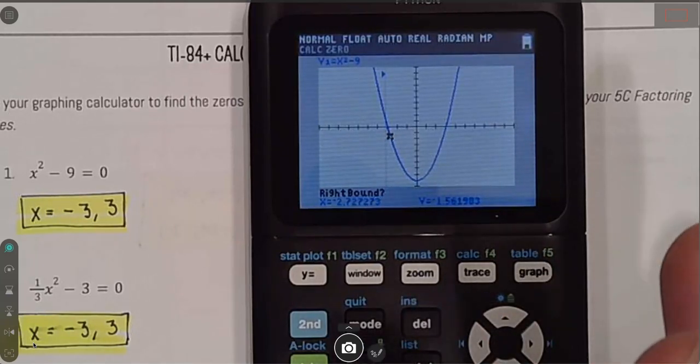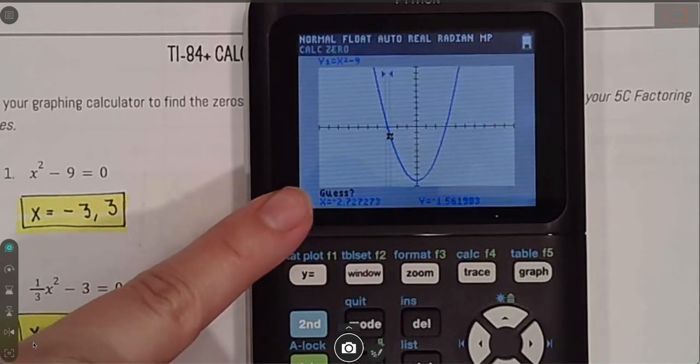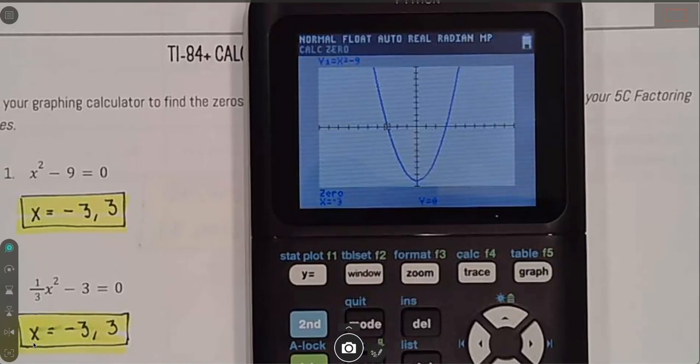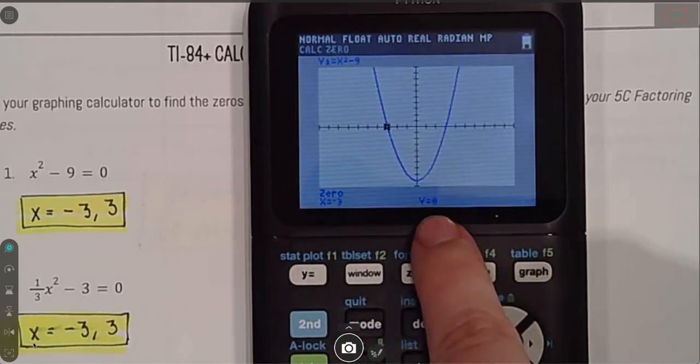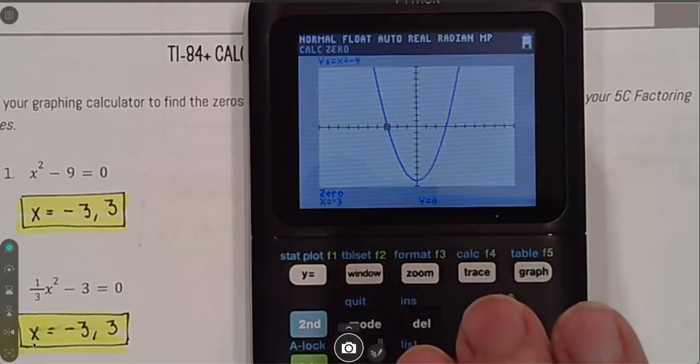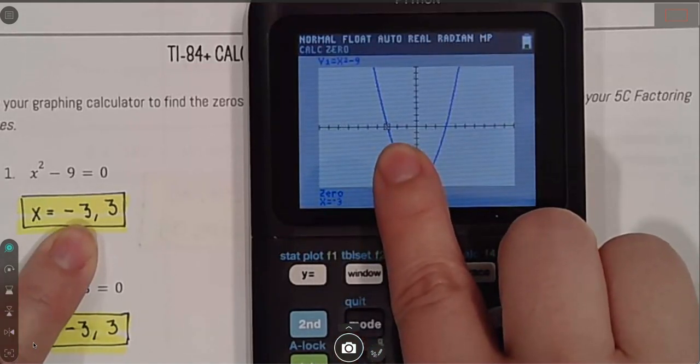You want to keep it pretty close, but it doesn't need to be, you need to make sure it's distinctively to the left and to the right. Hit enter, then it will ask you guess, and you're going to hit enter one more time. And it'll tell you that the 0 is x equals negative 3. For zeros, y will always be 0. The answer is going to be your x. So our first answer, negative 3.